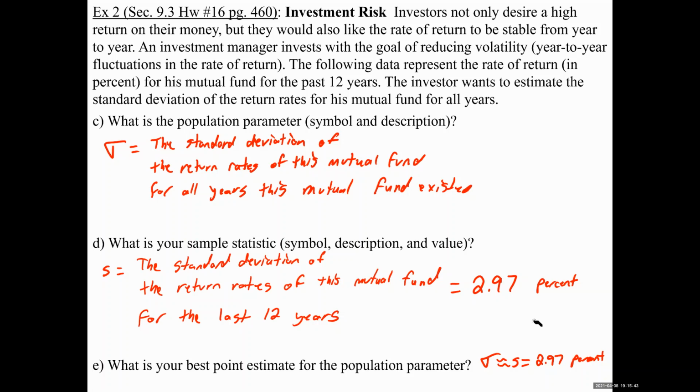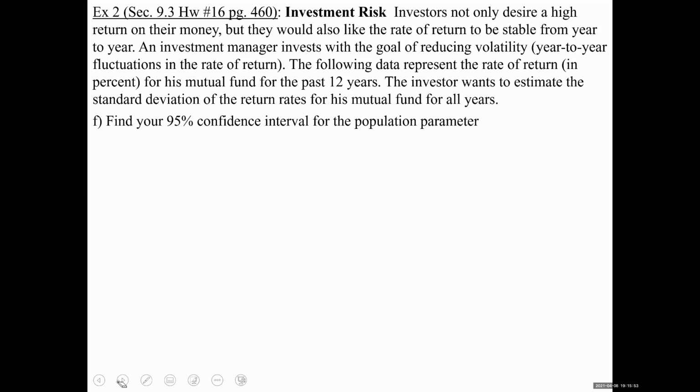Okay, now we're going to go ahead and build a confidence interval. We don't like one number guesses. I'm guessing sigma is 2.97. I don't want a one number guess. I want an interval guess. That's what part F is. Find the 95% confidence interval for the population parameter. All right, so here's how this is going to go. We need to find, again, chi-square left and chi-square right. In order to do that, you're going to write down alpha as 1 minus the confidence level.